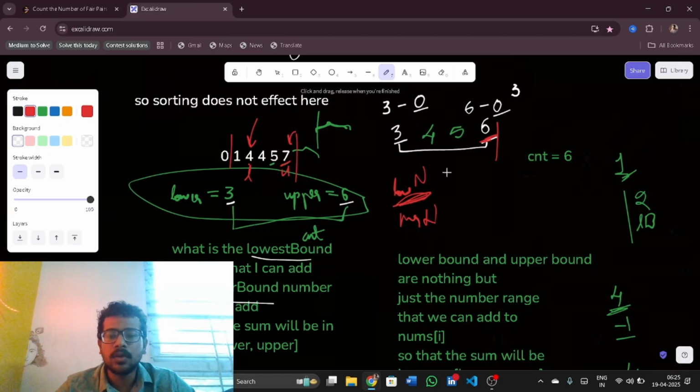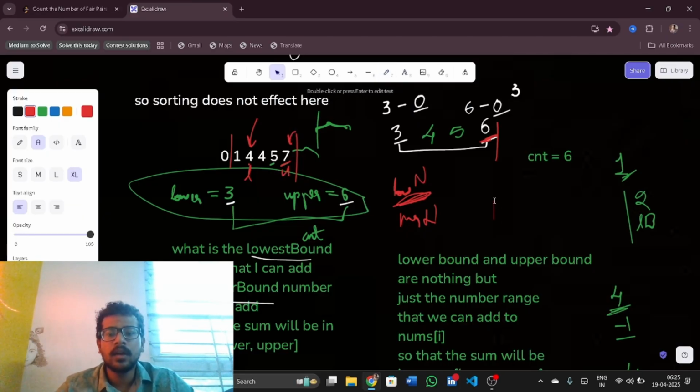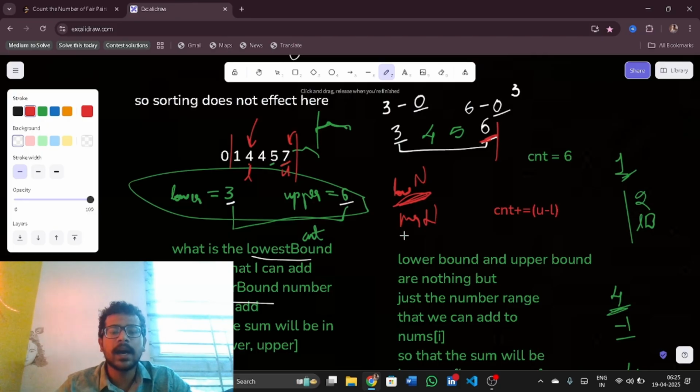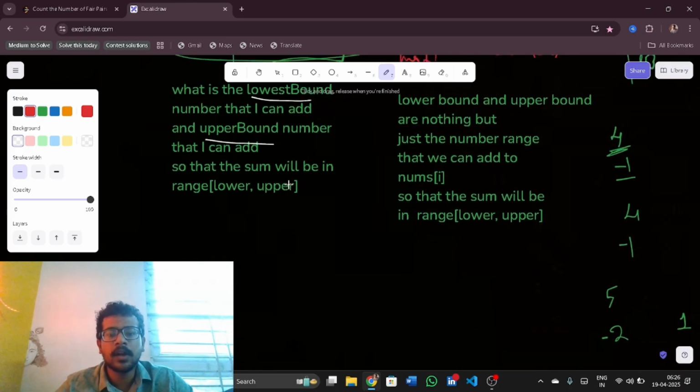So what we need to do, just count plus equal to upper minus lower, as upper will give the first number after the range. That's why I am taking upper minus lower. That means it is counting just these 3 elements, right? And imagine if 7 is also in the range, then upper will be after this. Okay, that's how the binary search works.